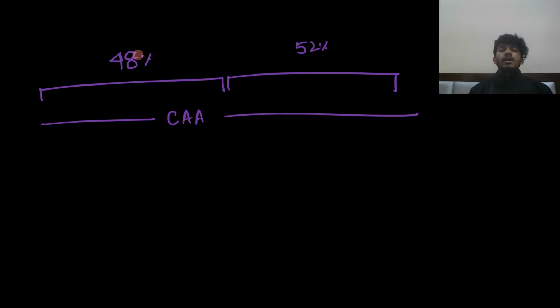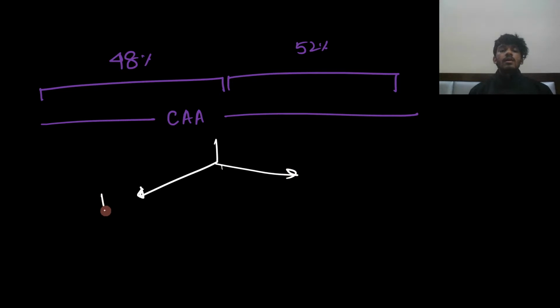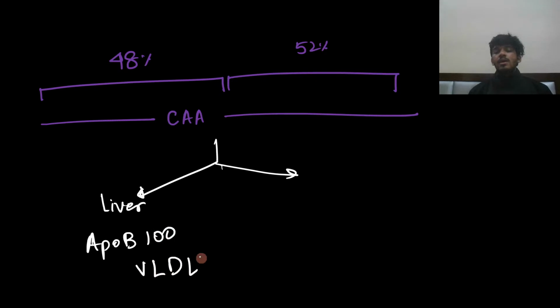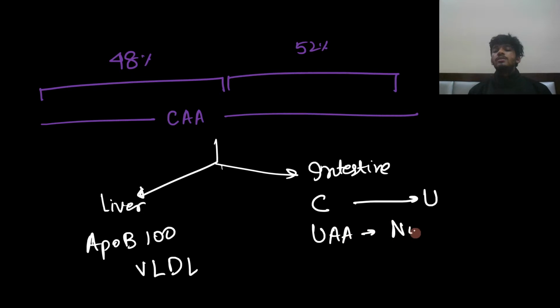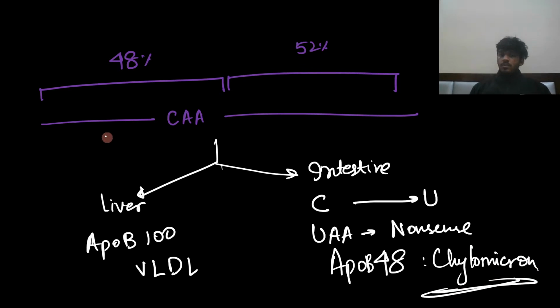And what happens if this is in the liver? In the liver, there is formation of ApoB100, and that is incorporated into VLDL. In the intestine, however, the cytosine base is deaminated to uracil. That leads to formation of UAA. That will be a nonsense codon, and that nonsense codon will cause premature termination of translation. That will lead to only 48% translation. So that will form ApoB48, which is a protein of chylomicron, this part of chylomicron. Okay, clear?